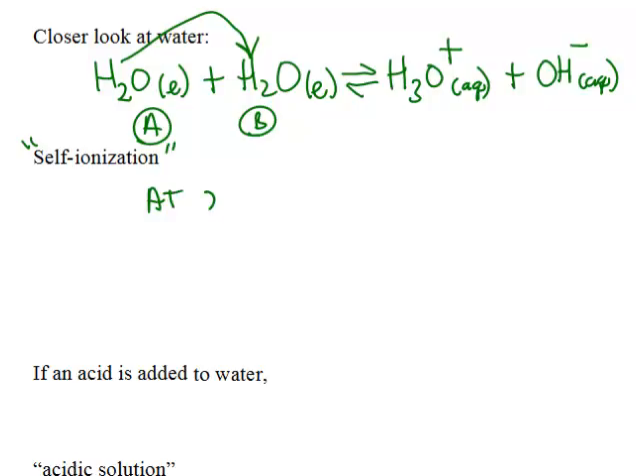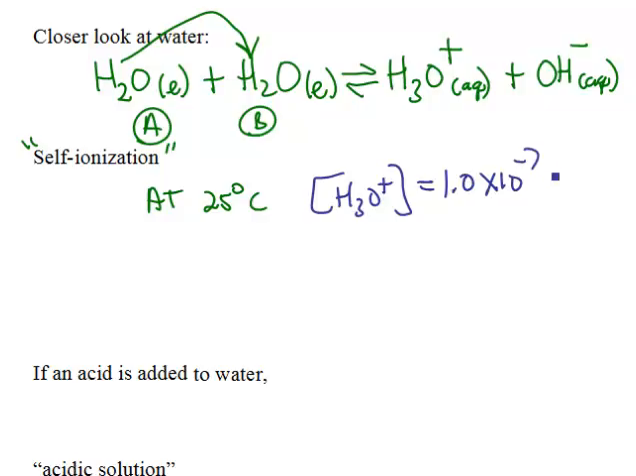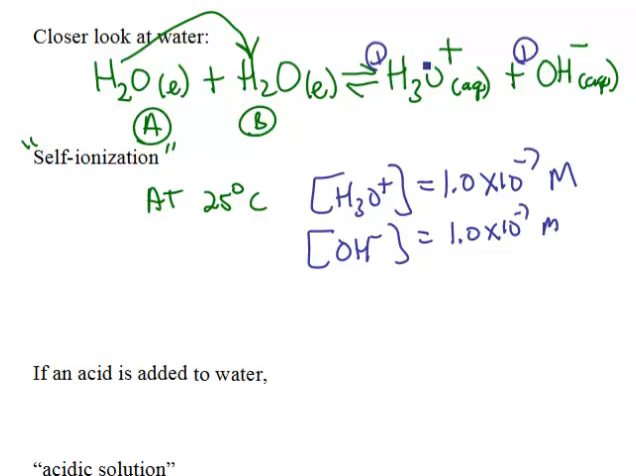And if you measure this at the normal temperature in the lab, 25 degrees Celsius, what you find is the concentration of hydronium is a very small number, 1 times 10 to the negative 7 molar. That's also the concentration of the hydroxide, because when these are made, they're made in a 1-to-1 ratio. So if we make this number for hydronium, we have to make the same amount of hydroxide.